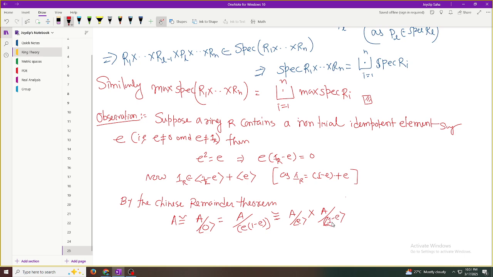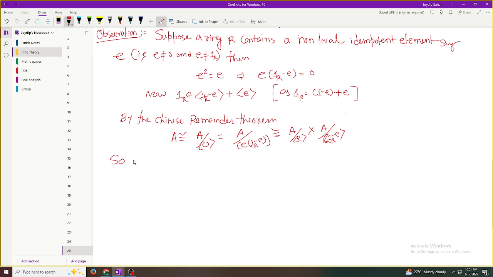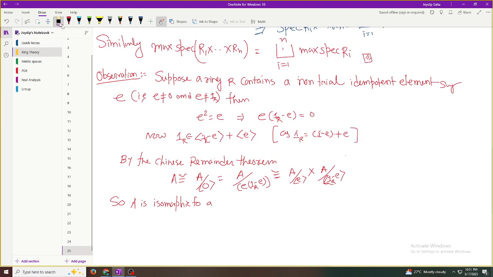Okay, so R is isomorphic to a product ring. Sir, you have taken R instead of A. Oh, I have written R, right? Okay, so I have to write R here. Thank you.